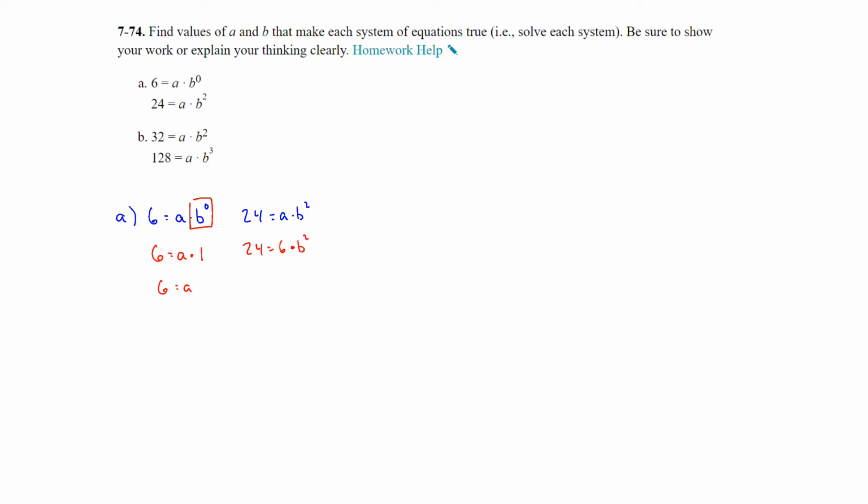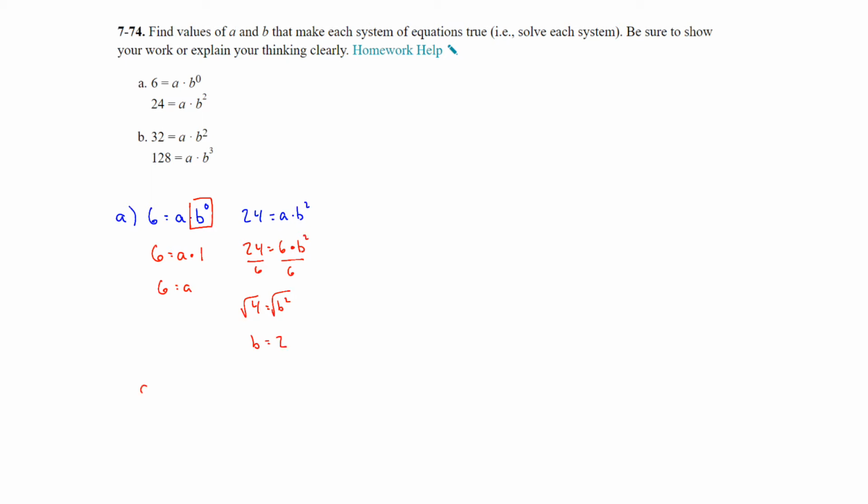And now we can solve for that one. So it's being multiplied by b squared, so we can divide to isolate the b squared. And then how do we undo a square? What's the inverse of that? And that would be the square root. Or you could just ask yourself, what times itself gives you 4? And so there we get a b value of 2.